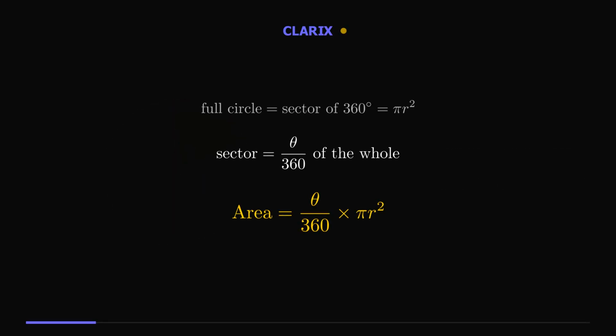A full circle is really a sector of angle 360 degrees with area pi r squared. So a sector of angle theta is just the fraction theta over 360 of that whole circle. That gives the area of a sector: theta over 360 times pi r squared. Nothing to memorize beyond fraction of the whole.